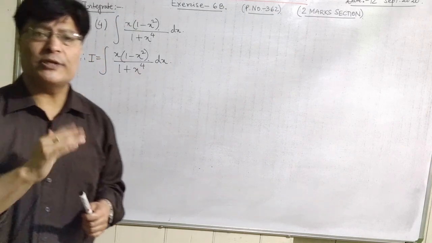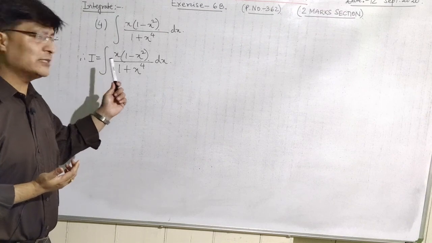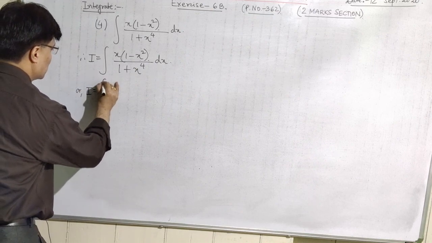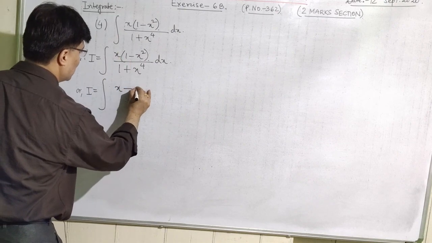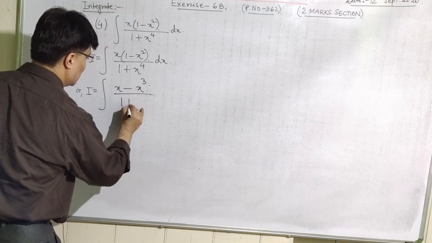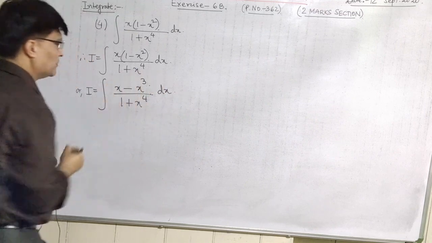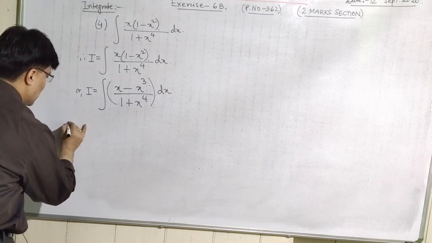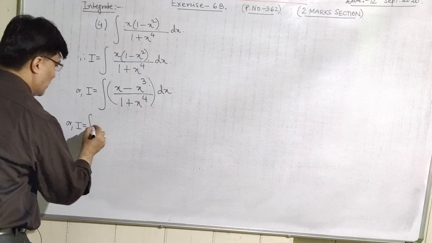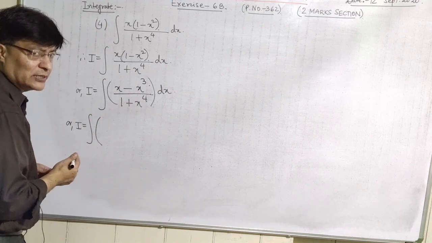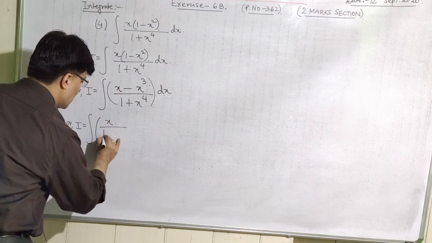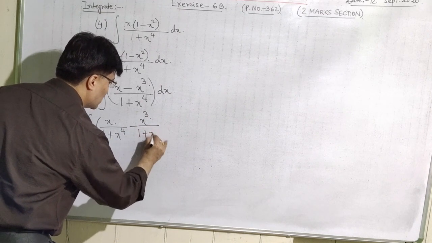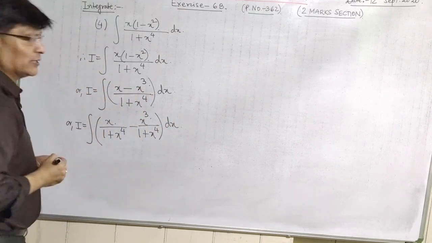You cannot directly use your standard integrals because in the numerator it is given as x into 1 minus x square. So let us simplify the numerator now. I is equal to the integral of x minus x into x square, which is x cube, divided by 1 plus x to the power 4 dx. I think you have understood it. Let us separate this fraction, then only you can easily integrate them. So it is x upon 1 plus x to the power 4 minus x cube divided by 1 plus x to the power 4, bracket closed, dx.